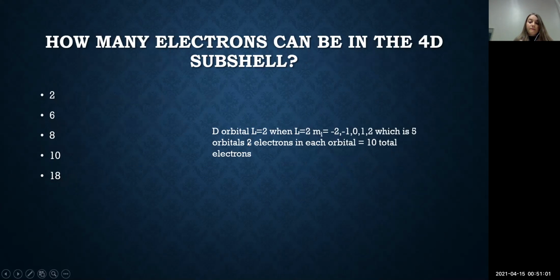So how many electrons can be in the 4D subshell? So try to think and figure this out. I know I kind of have the answer right here, but try to figure that out on your own.